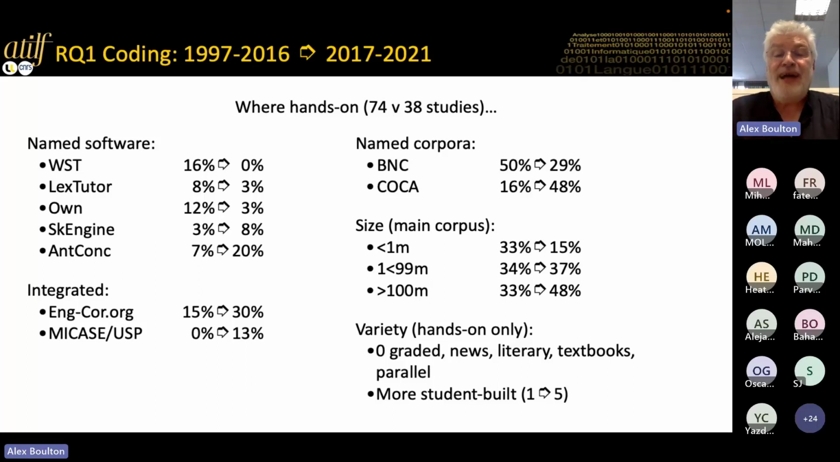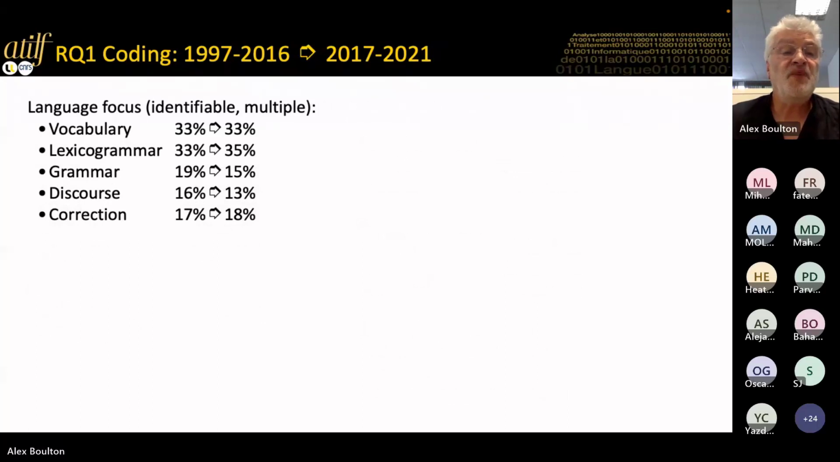So we have no hands-on concordancing studies with corpora of graded readers in the last 5 years, none with newspaper corpora, none with literary corpora, people like to read, none with textbooks or manuals, and no parallel corpora of translation studies, but a few more student-built studies. I'll put those as raw numbers, not percentages. So again, you can draw the conclusions you like from this basic data.